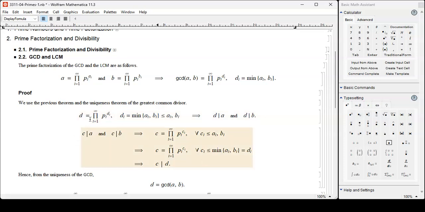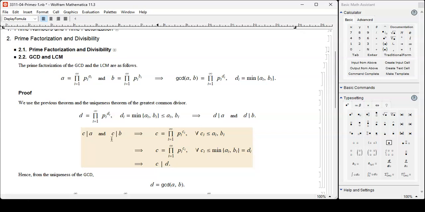Any positive common divisor that divides both a and b divides d. So d must be the maximum, the greatest common divisor. And we can use this because we are dealing with positive numbers only.